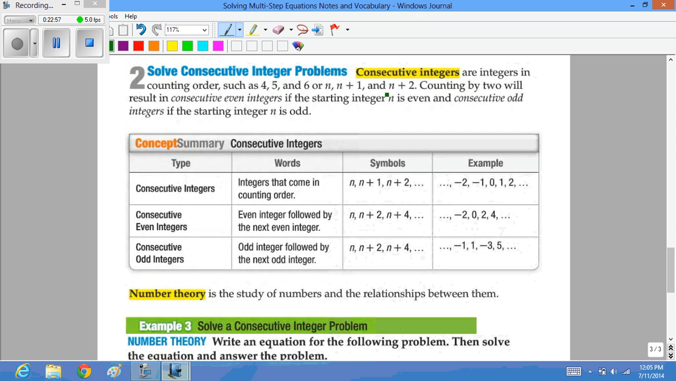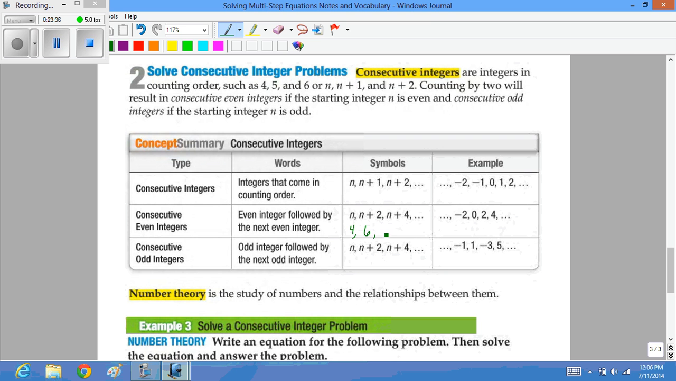Okay, we really need to get used to looking at numbers like that, especially when they don't tell us what the numbers are. We know our starting number is n, which means we're going to add 1 to it to get our second one, and add 2 to it to get our third number. Counting by twos results in either consecutive even integers or consecutive odd integers. So that's going to look a little bit different. Now look down at this nice little chart. Consecutive even integers. I'm going to start with 4. The next even integer is 6. So I have to add 2 to it this time.